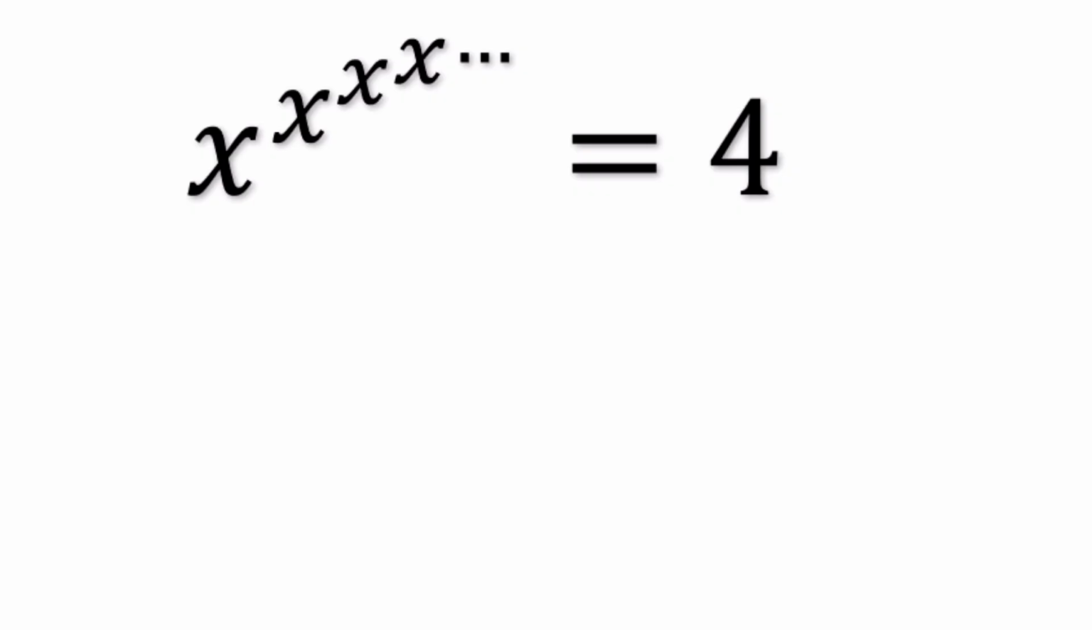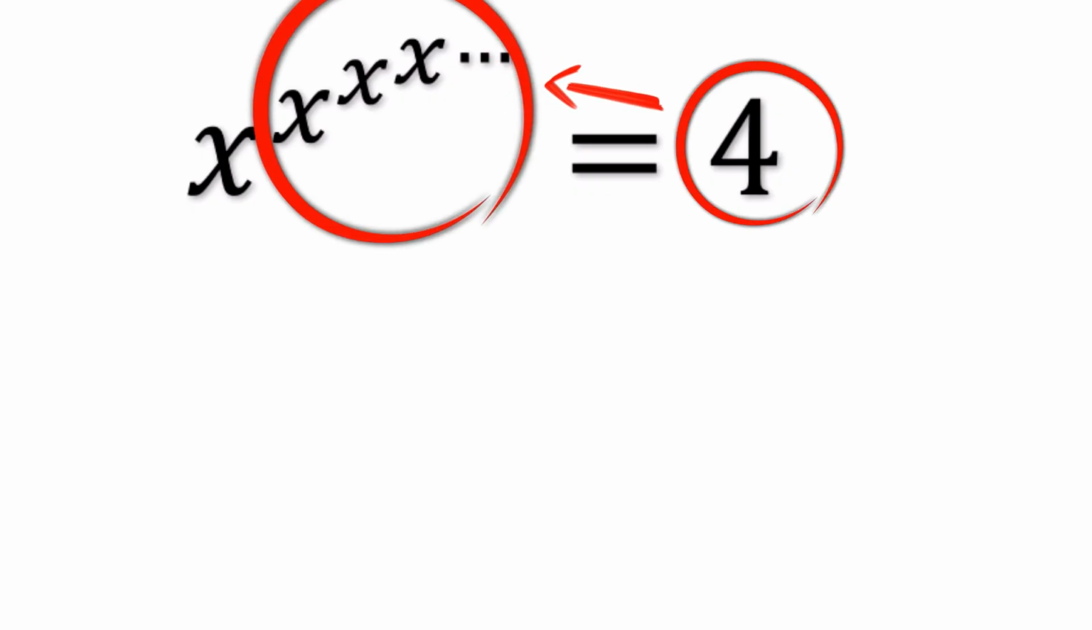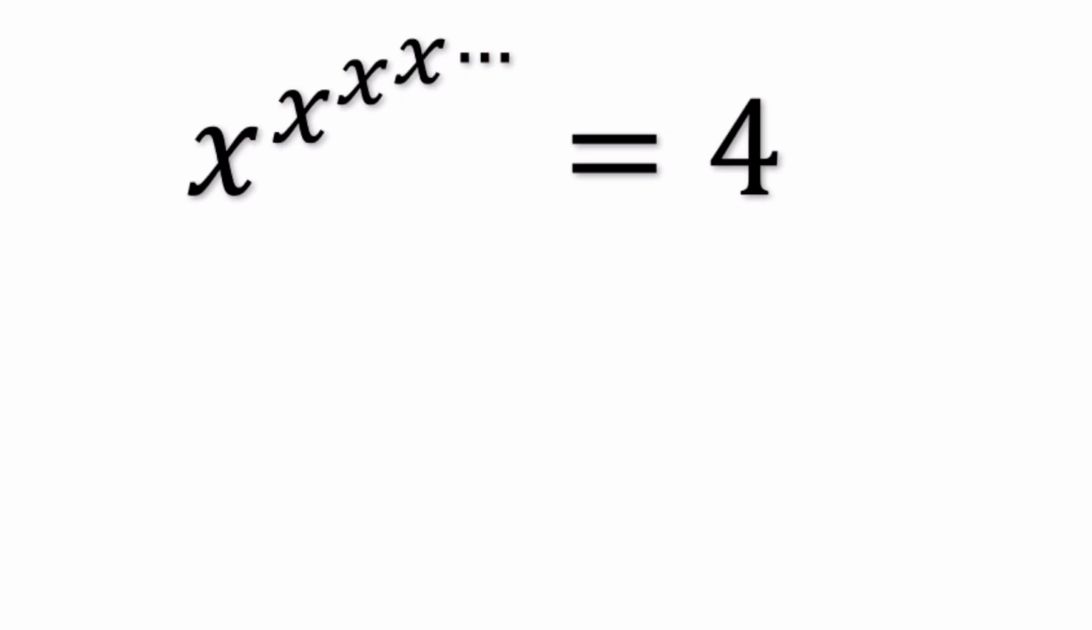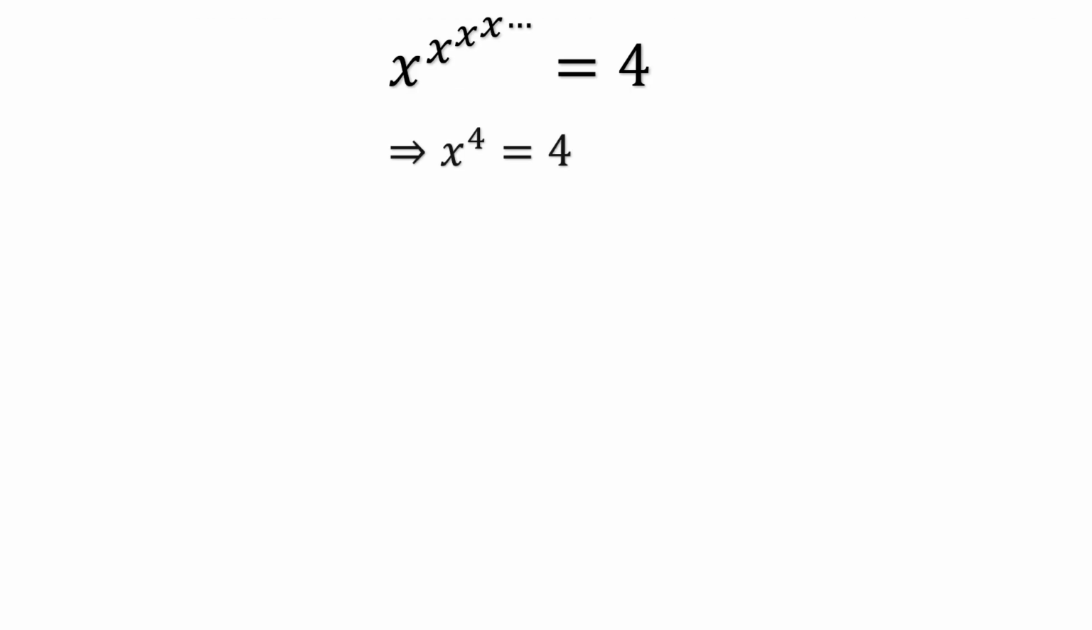But we know that if the entire thing is 4, then so is this. This is the same power tower. Remember, there are infinitely many terms, so removing one of them makes no difference. Now, if we use our traditional methods to solve this, we easily get the answer as root 2.